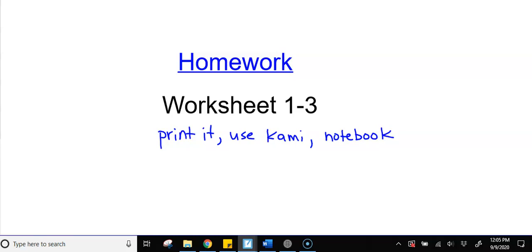Obviously, we wish that we could hand you the worksheet, but that's not really a reality right now. So use what you have at home. I'm certainly not going to be fussy about how you get it done. There are some graphs on there. Just make sure your graphs are neat. That's the only requirement. If you have graph paper, great. If you don't, you can use your notebook and just make it as neat as possible.